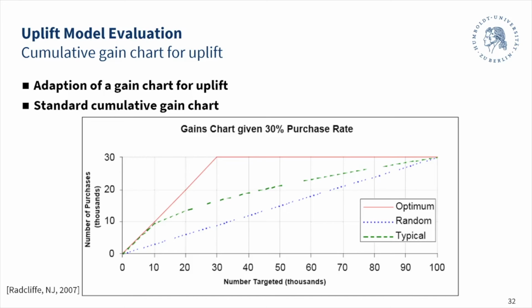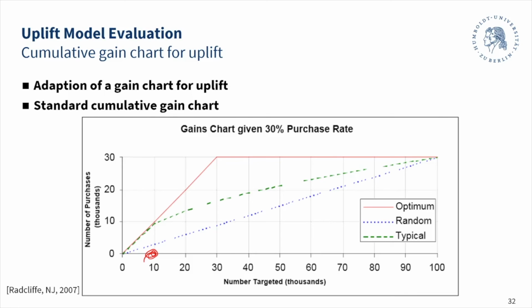So a perfect model, a God model, is the red one. When you target 10% of your customers, your perfect model would basically target only true buyers. That is exactly what the God model does. You target true buyers, people who really respond.